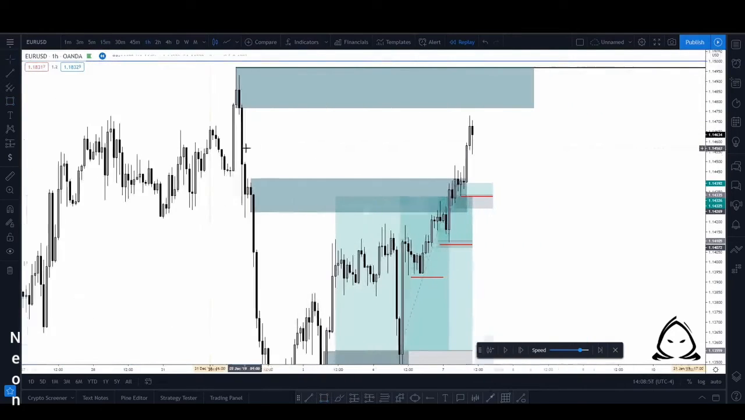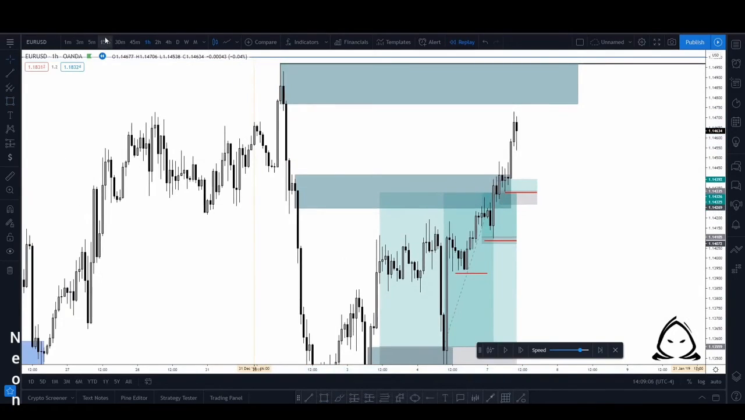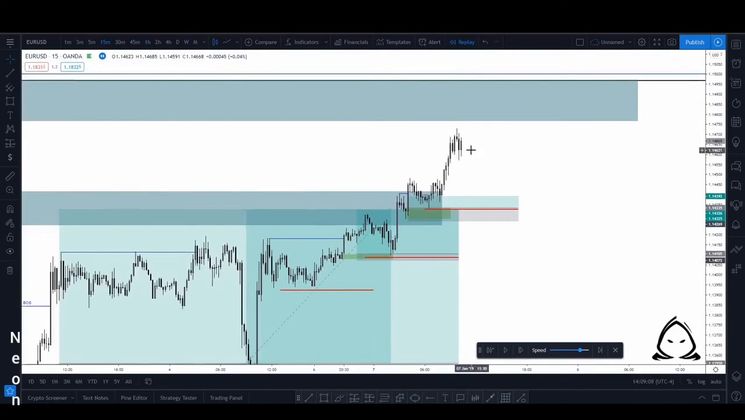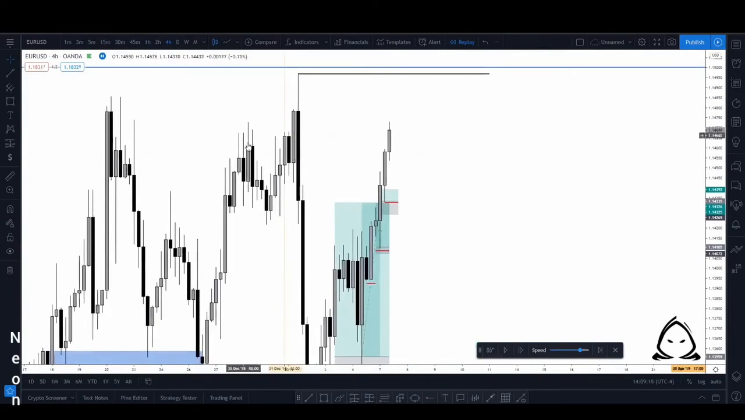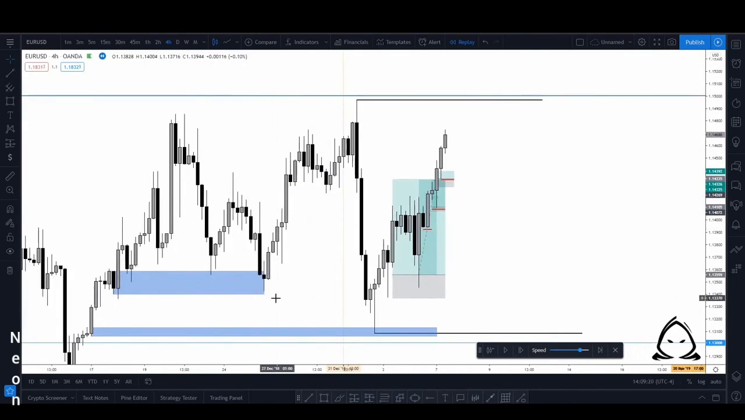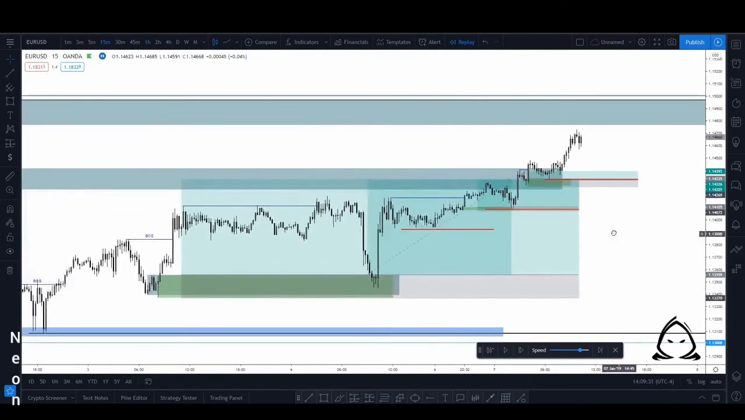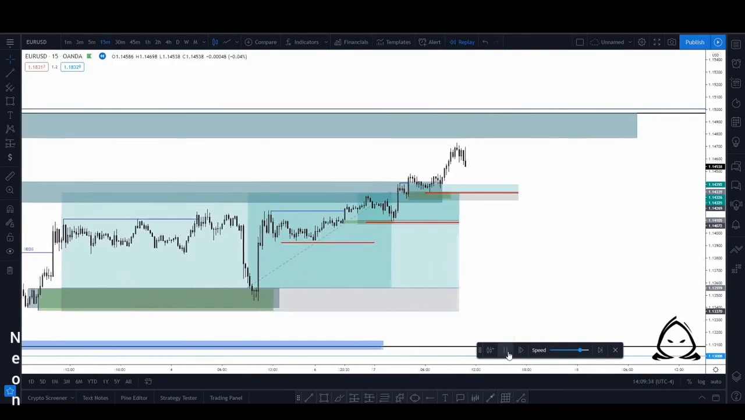If we go to the hourly chart, we can see that the inefficiency that was created on this level right here has now been filled. So more than likely, we could be seeing a deeper pullback. 4 hour, we can see we're tapping into basically what looks to be a 4 hour order block as well. So there's a lot of confluence for this trade to start turning around, or at least giving us signs that we might see a bit of a reaction here. So we'll see how this pans out.